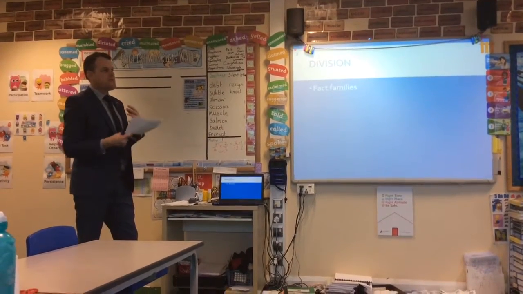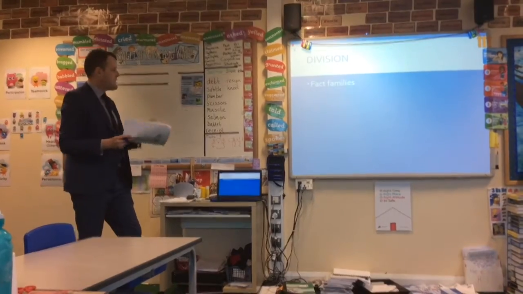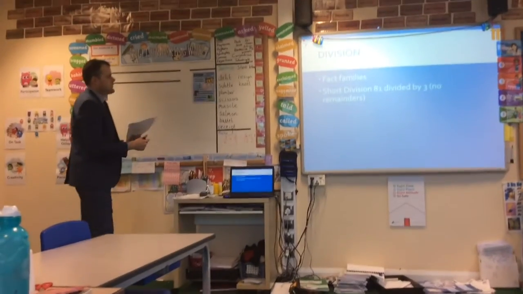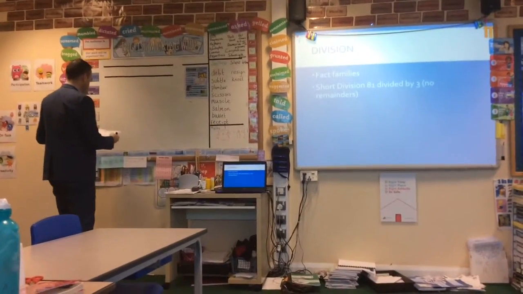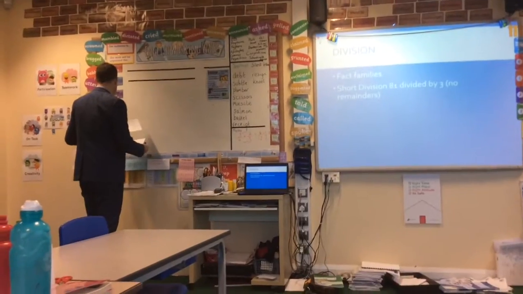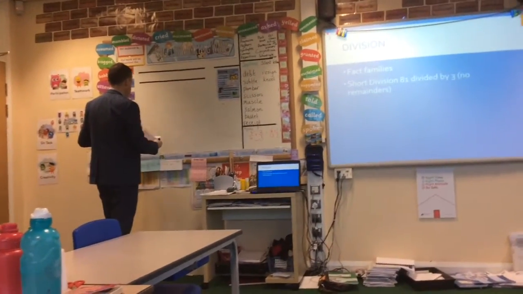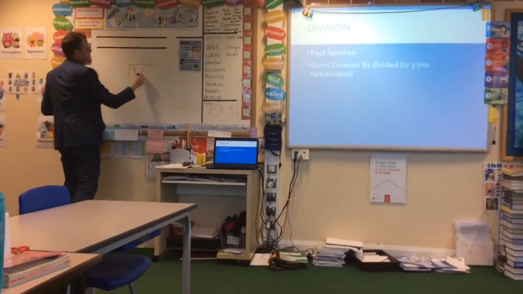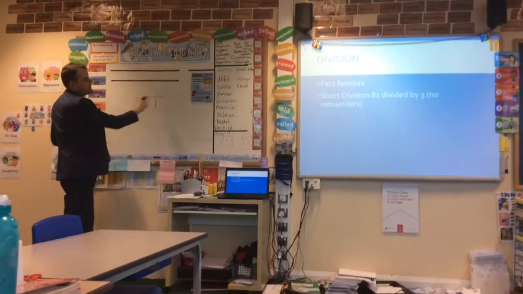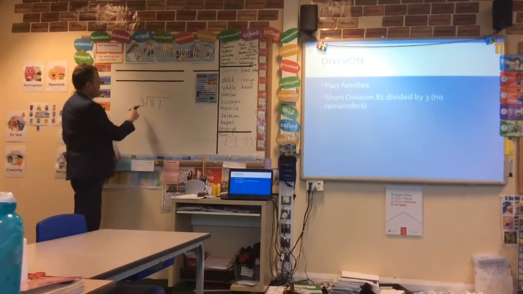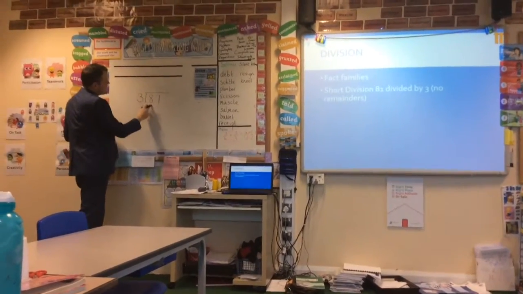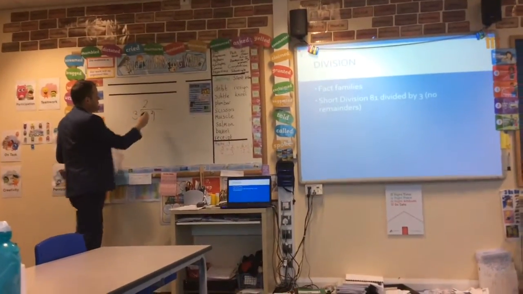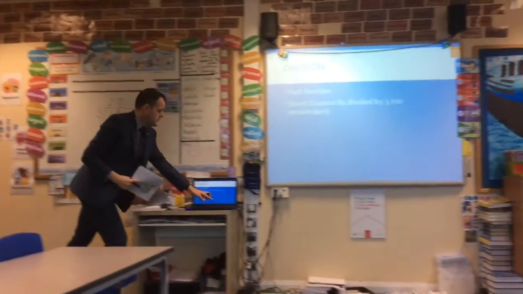Using Times Tables Rock Stars, the children are doing lots of division, and hopefully now they're seeing the link between multiplication and division. Short division, 81 divided by 3. Sometimes this is called the bus stop method because it looks a little bit like a bus stop. How many 3s go into 8? 2. Remainder 2. How many 3s make 21? Is 7.